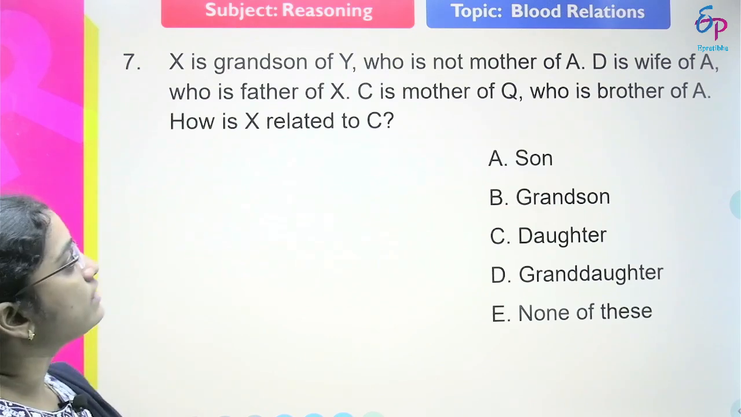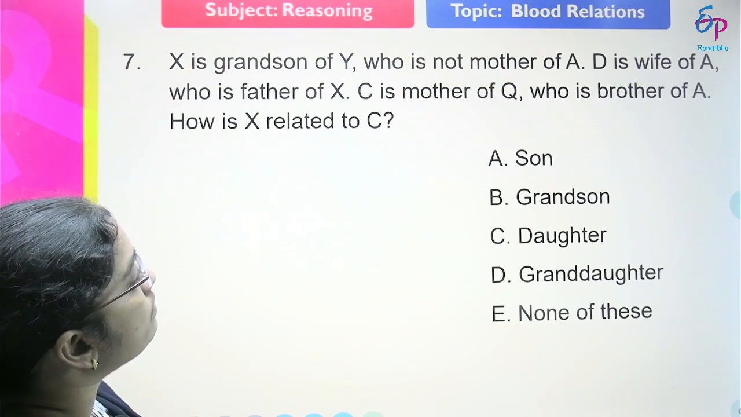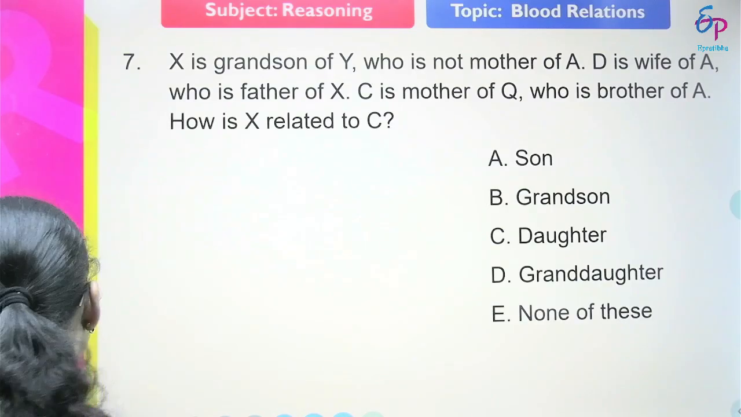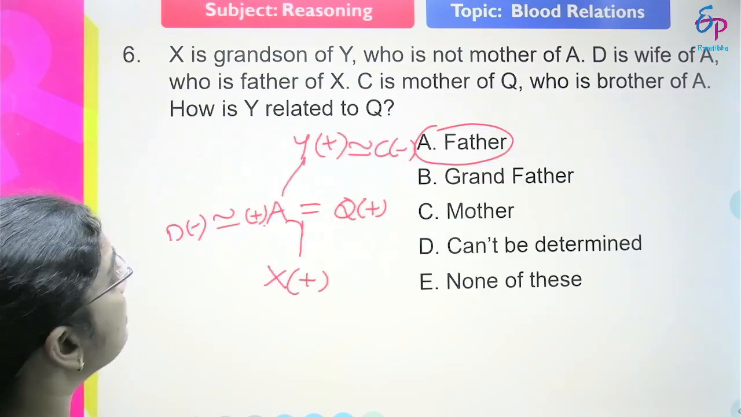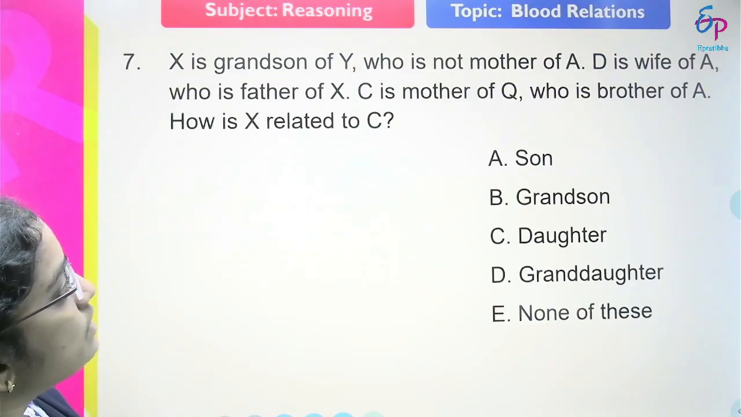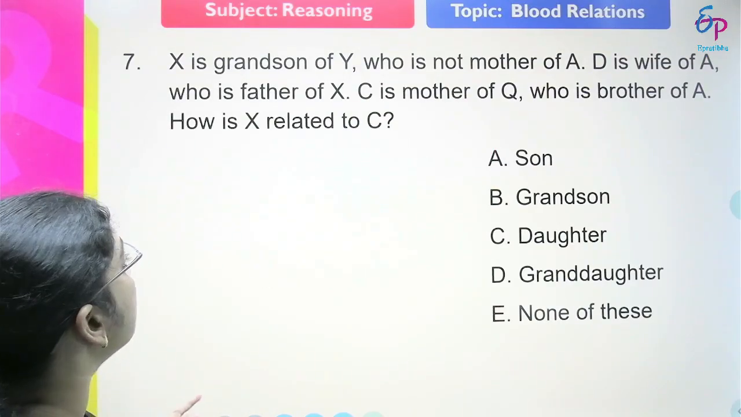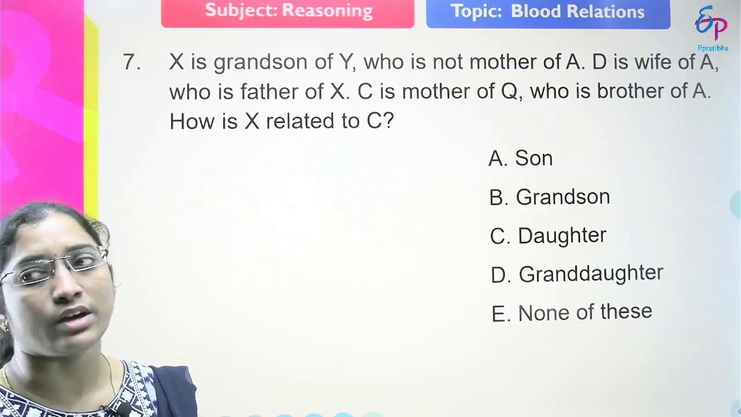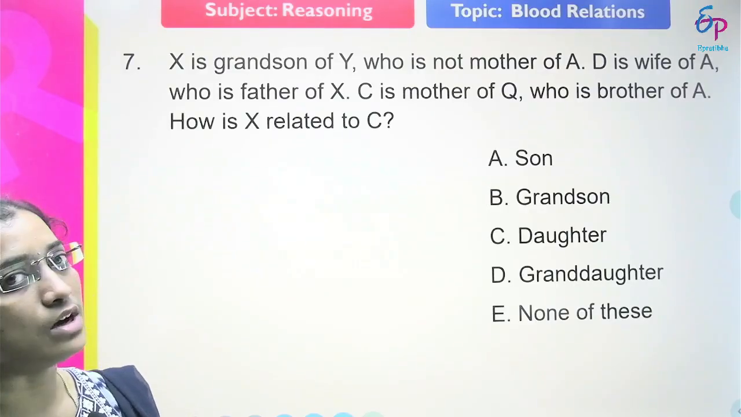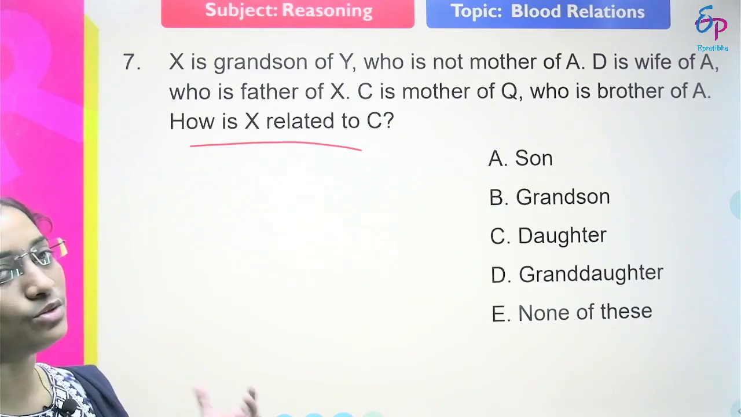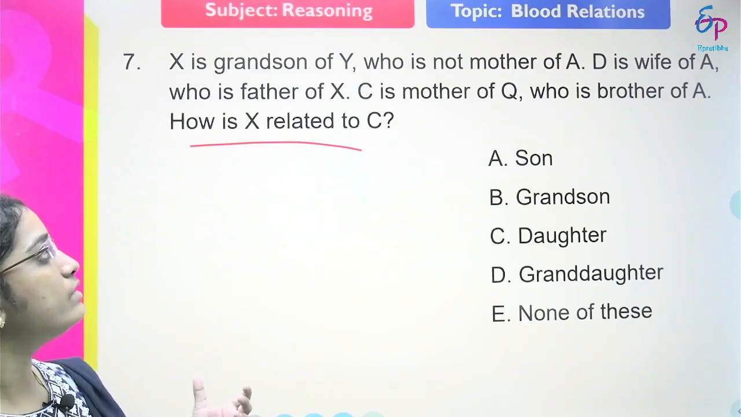X is grandson of Y, who is not mother of A. Then D is wife of A, who is father of X. I think this is similar to the previous question. C is mother of Q, who is brother of A. Here also we have the same information. For questions number 6 and 7 we have the same information, but the final question is different, so we need to use the same picture for this question also.